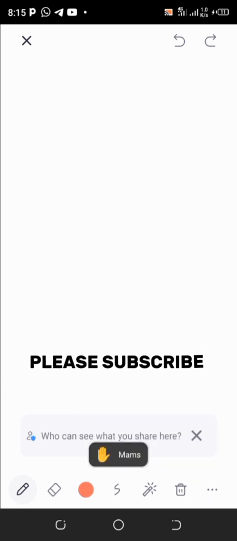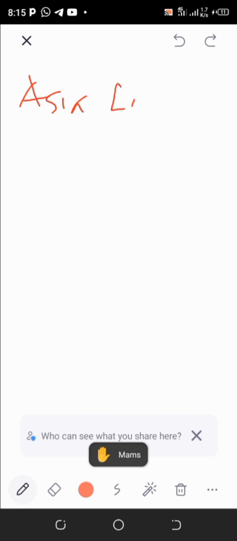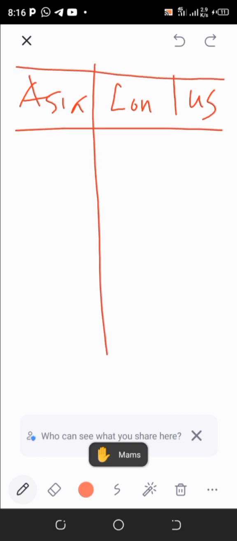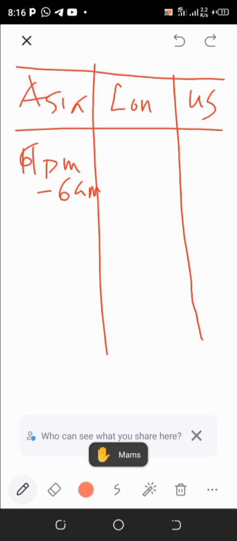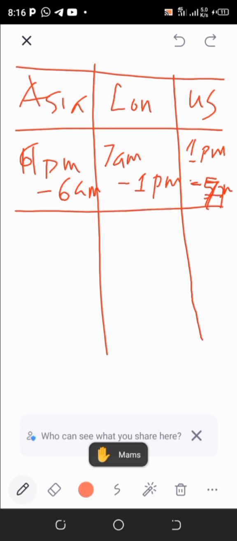Right? So what am I trying to say here today? For example, we have the Asia, we have the London, and we have the US. So the Asian market is from 11 p.m. to 6 a.m. Then the London starts from, let's say, 7 a.m. Please do it in your time, to 1 p.m. That's London. Then the US market opens from 1 p.m. down to, let's say, 5 p.m. or to 7. Let's put 7.